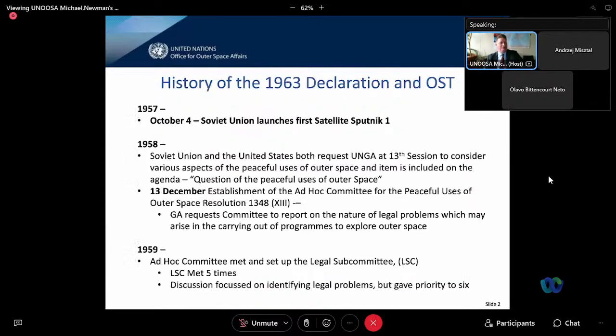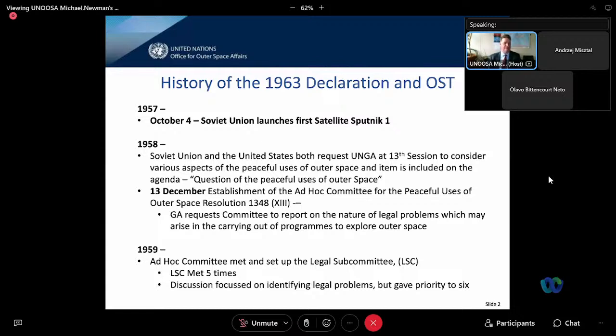And so we will just begin here in 1957. Soviet Union launches the first satellite, Sputnik 1, on October 4th. Then in 1958, the Soviet Union and the United States both request the General Assembly of the United Nations at the 13th session to consider various aspects of the peaceful use of outer space. And then the item is included on the agenda, the question of the peaceful uses of outer space.